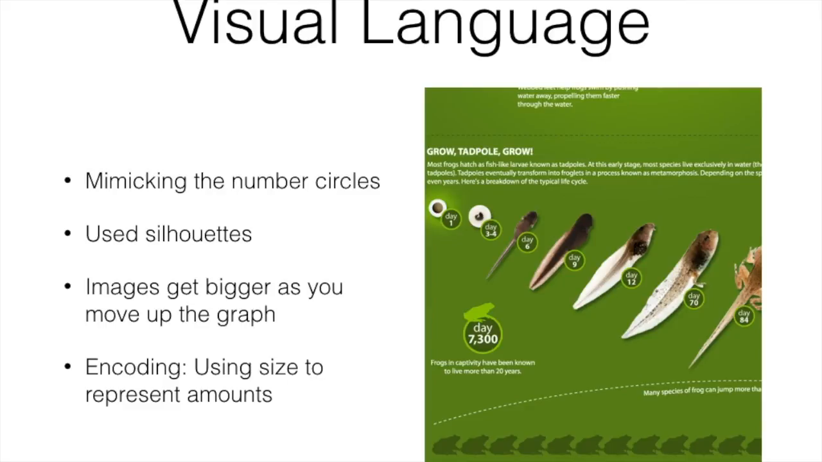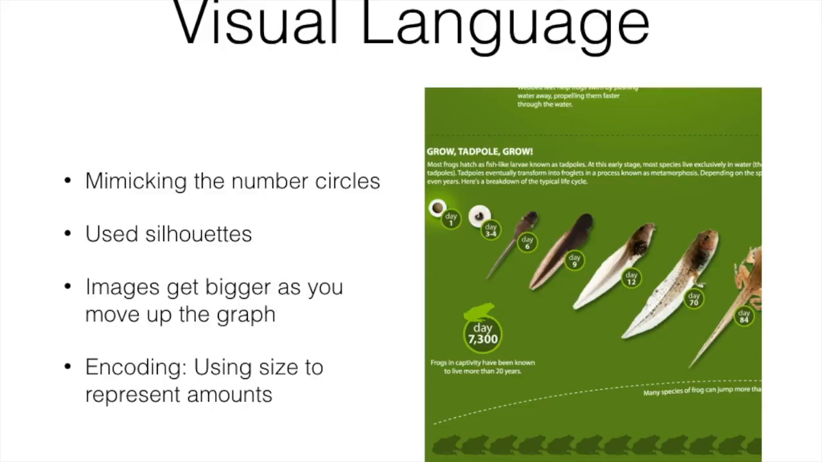So for my visual language, you'll see that I mimicked the circles that they have here in this image. They have the days in these little circles, and I took those and used them to show my numbers, so the amount of race wins. I also use the silhouette, so you can see the little green frog here, it's just a simple silhouette, and I use that to bring in some creativity and something a little bit interesting into the graphic. And then it would make it so it couldn't even stand alone.